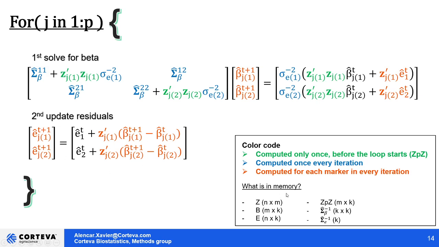And what is in memory, we just have a minimal amount of things stored in memory: the marker coefficients, the residuals, the Z prime Z for each marker, so that's a K by M matrix, and the current version of the variance components.